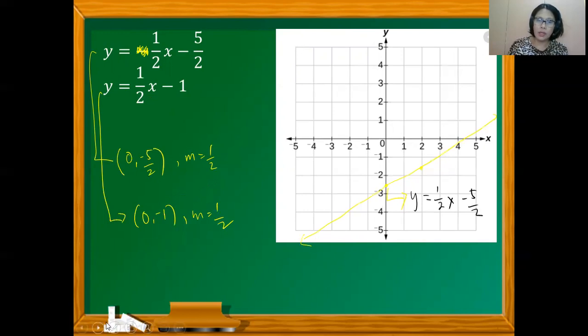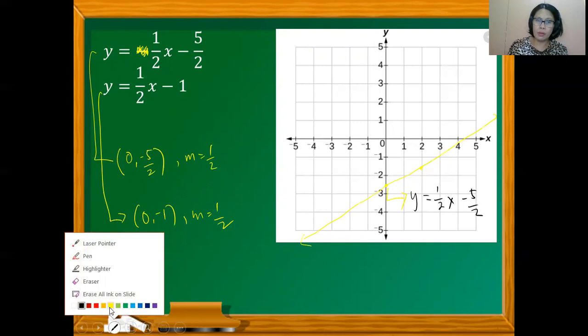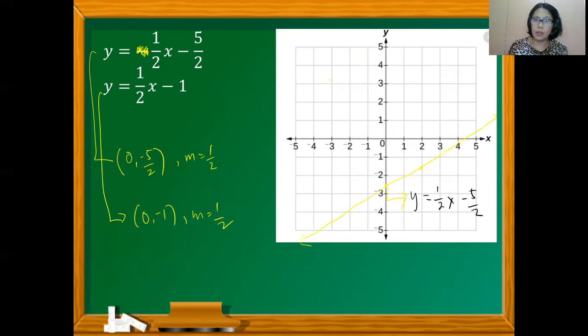And then for the second one, we have 0, negative 1, which is somewhere here. And then the slope again is 1 half. So we will move by 1 unit up, run by 2 units. So this one. So really, the two lines are parallel for the second pair of equations.